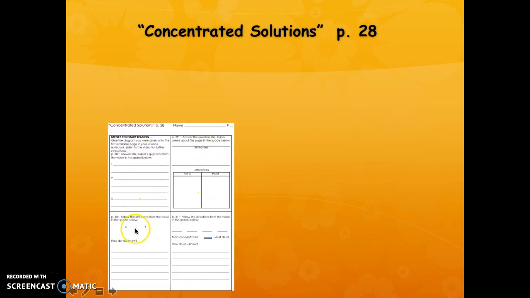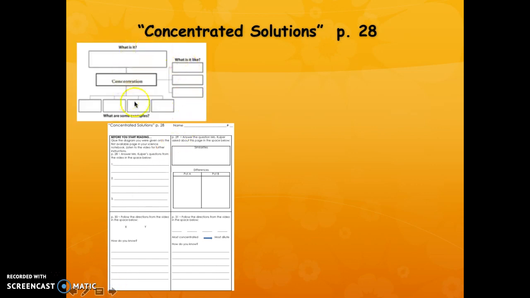You should have this paper in front of you, and notice right here in the corner it says before you start reading. You're going to glue the diagram that you were given onto the first available page in your science notebook. And then you're going to listen to this video for further instructions. So make sure that's glued in. Stop the video if you haven't done that yet. It's the paper that looks like this.